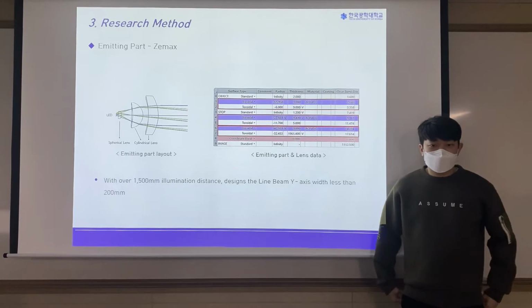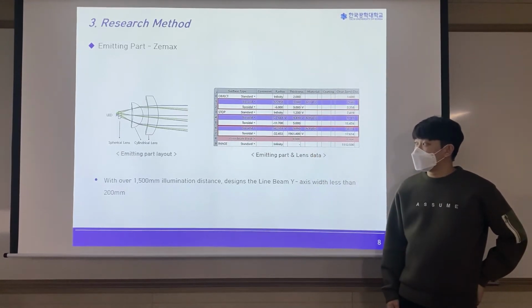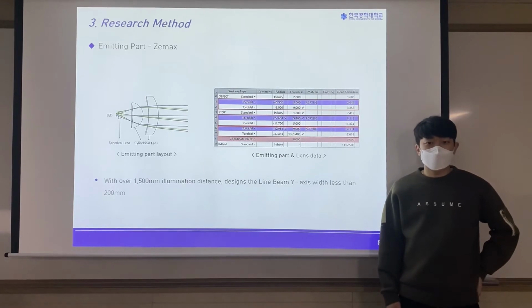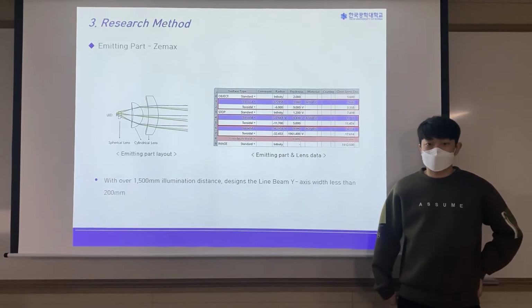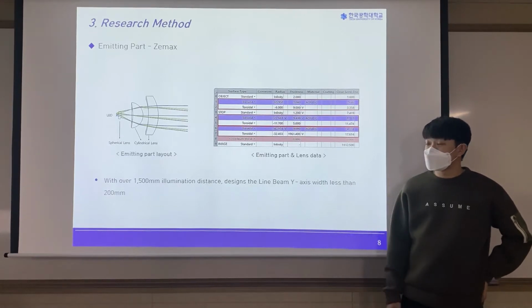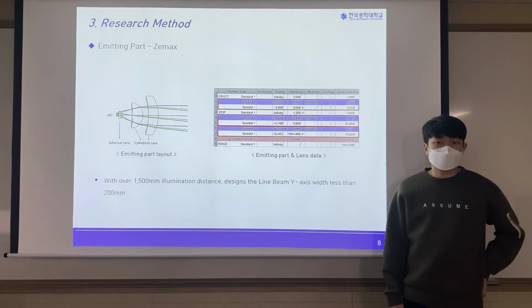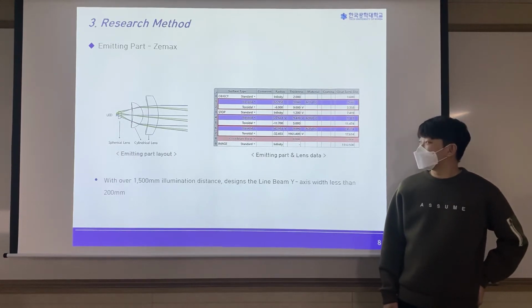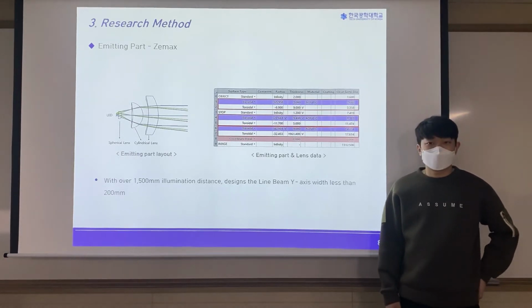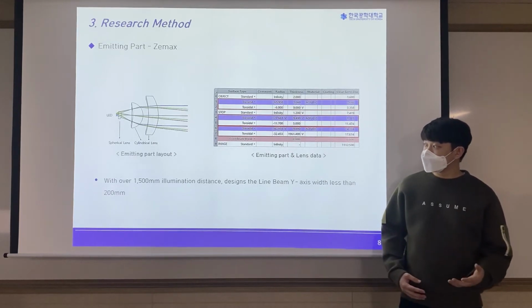Hello, now I'm going to talk about research methods. The research method was designed in 2 ways. One is GMAX and the other is LightTools. First, we designed the light emitting part using GMAX to satisfy a line beam width of 200 mm or less when the irradiation distance is greater than 1500 mm.